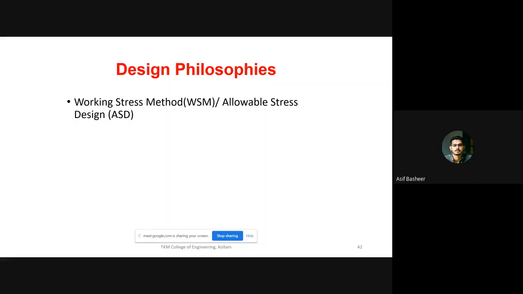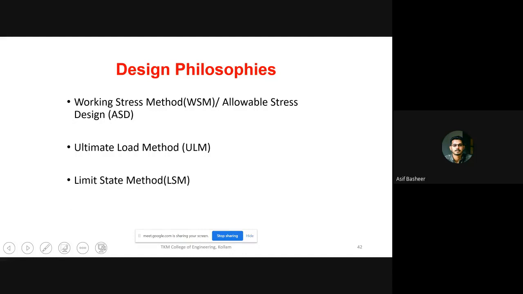So we had a code in the working stress method, but later on it got updated. The next one is the ultimate load theory, ultimate load method. And the last one, the current one, is the limit state method. So your focus will be mainly on design by limit state method, and you need to understand some basics of the working stress method, because water tanks and all those things are still being constructed in India using the working stress method.